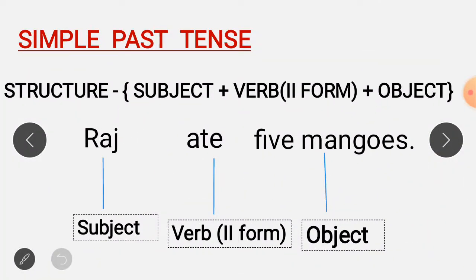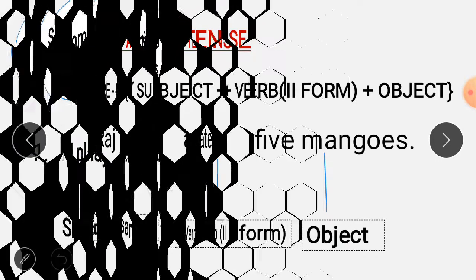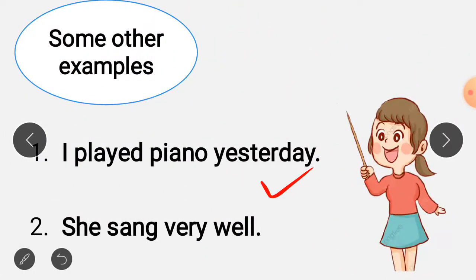Simple past tense. So the structure is subject plus verb, which should be in its second form or the past form, plus the object. For example, Raj ate 5 mangoes. So over here, Raj is the subject, ate is the second form or the past form of the verb, and do you know ate is the past form of which verb? Yes, correct, eat. And then the object, that is 5 mangoes. Some other examples are: I played piano yesterday. She sang very well.